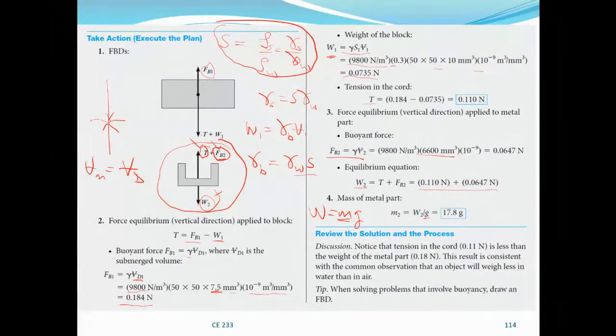So when solving problems that involve buoyancy, draw an FBD, free body diagram, very important. We have been drawing free body diagrams for so many problems. If you still have issues with how to draw a free body diagram, I think you should quickly review chapter 3 of statics, where the free body diagram was introduced.